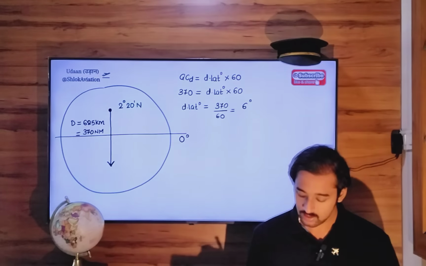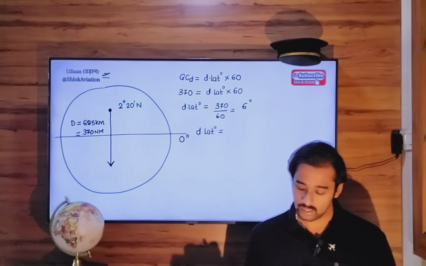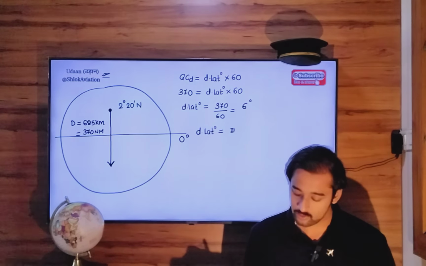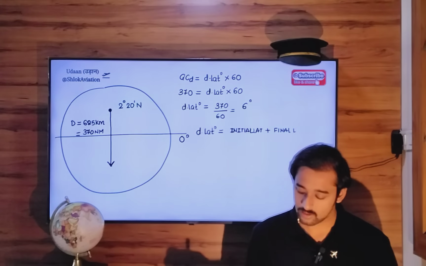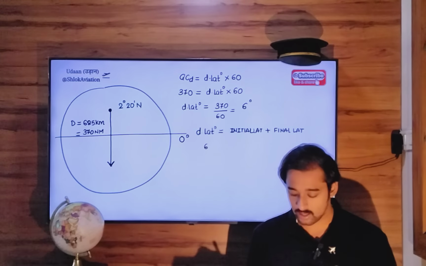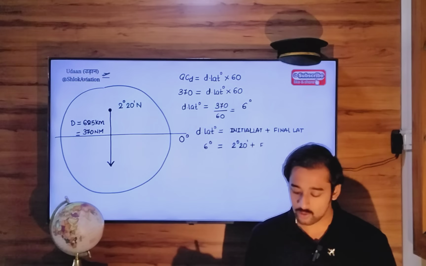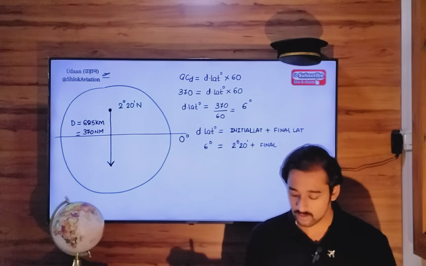Now, difference in latitude in degree is nothing but initial latitude plus final latitude or new destination latitude. Now, what is the difference in latitude? We have found out 6 degree. Initial latitude is 2 degree 20 minutes. We have to find the new latitude or final latitude.